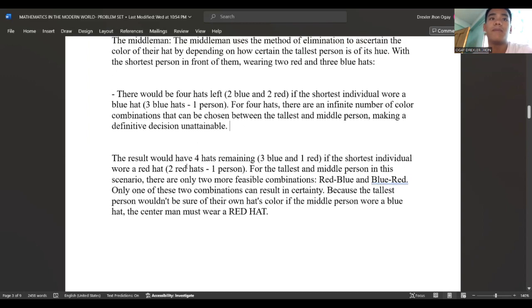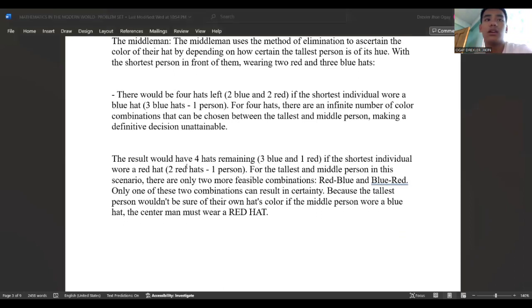Ano? So, ito na yung sinasabi na yan, carry out the plan. At saka last, yan, look back. Mag-look back tayo. Nag-carry out na yung plano, mag-look back na tayo. Once you have found a solution, check the solution. Ensure that the solution is consistent with the facts of the problem. Interpret the solution and ask yourself whether the generalizations of the solution could apply to a problem. So, yun. Ito na yung assumption, finalization. The result would have 4 hats remain, 3 blue and 1 red.